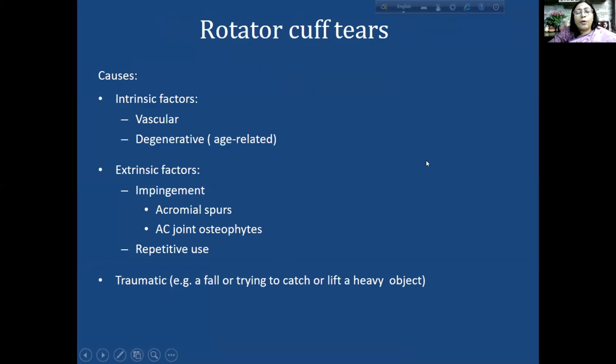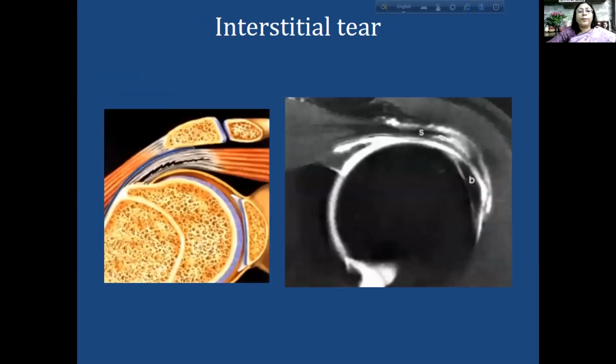Now, we already discussed the causes of the tears. The most common cause is age-related degeneration, and others are vascular, but there are some extrinsic factors also, like an acromial spur or severe osteoarthritic change in the acromioclavicular joint, or acromegaly, or repeated use. Trauma may also be a cause. Now start with the intrasubstance partial tear.